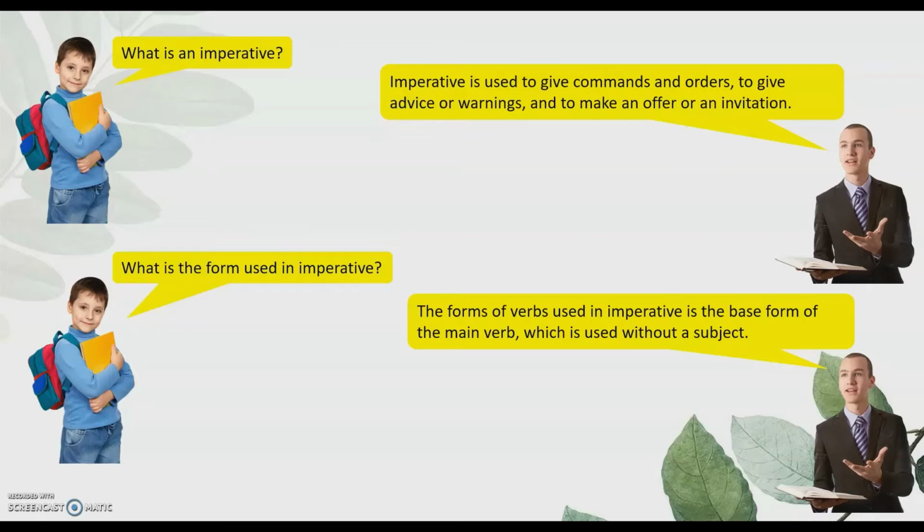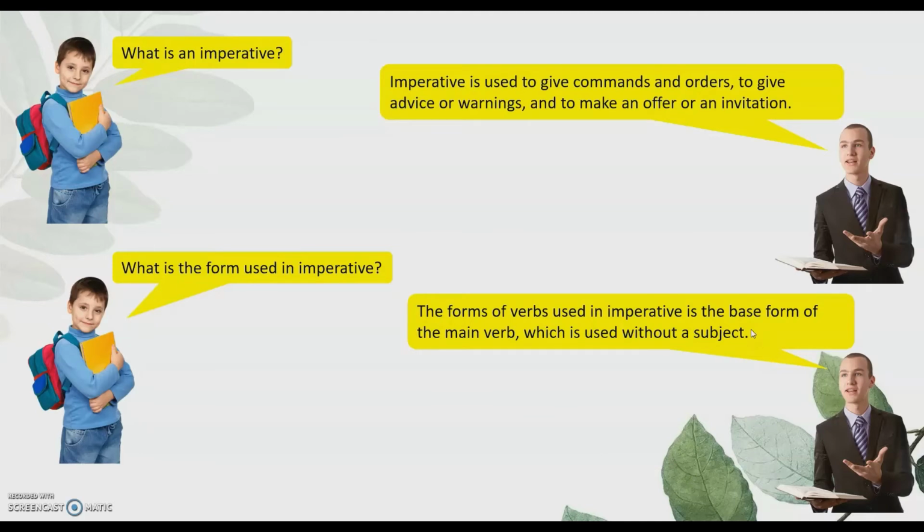For example, if the main verb is eat, we cannot use eat in past tense. We change it to ate? No, we cannot use that in imperative. We cannot add s, eats, because we can only use the base form of the main verb. And the main verb is used without a subject.